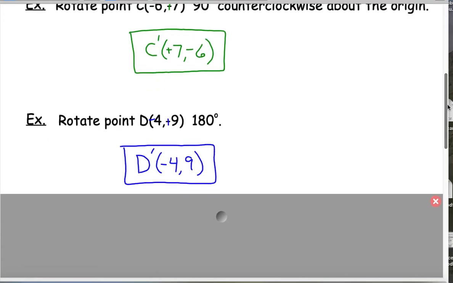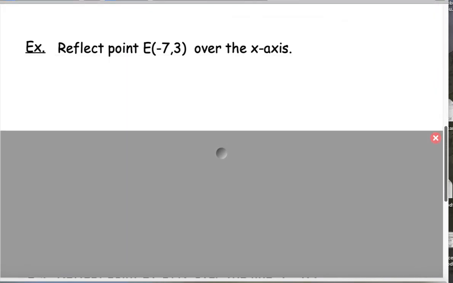All right, let's look at some of the reflection ones. Let's reflect the point E over the x-axis. Remember the rule for the x-axis. When we flip it over the x number stays the same, so it's negative 7, and the y number becomes the opposite. So it'll be -7, -3.